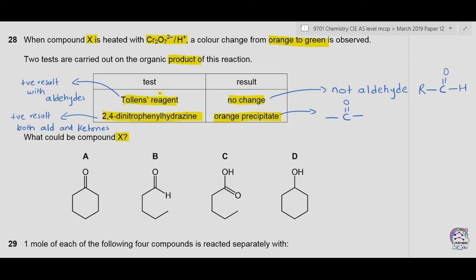Now, according to this test and result, we know that the product is a ketone, but in this question they have asked about the reactant, not the product, so let's see which reactant gives a ketone. Moving towards the options, in A we have a carbonyl carbon with 2 alkyl groups attached, so it is already a ketone and it won't be further oxidized.